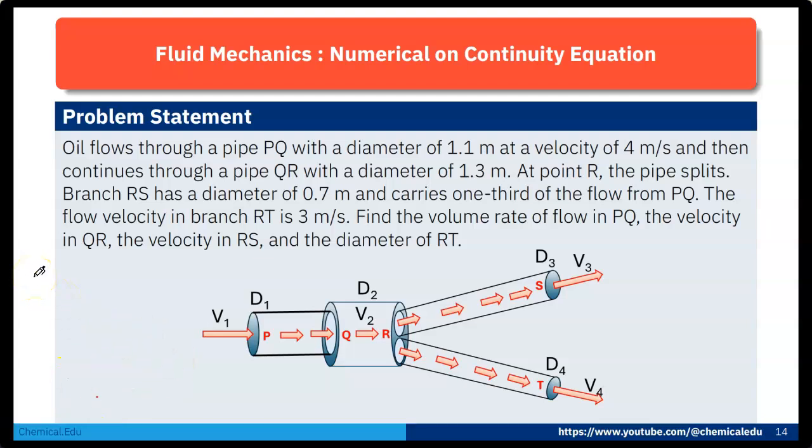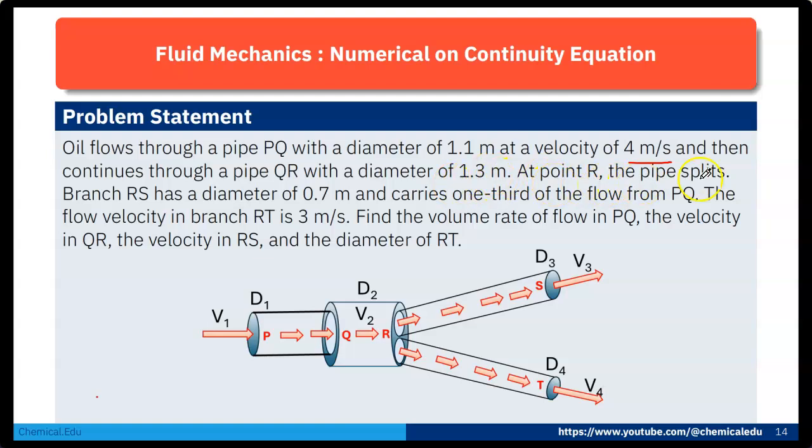Today, I'll solve one numerical problem on the continuity equation. Here is the problem statement. Oil flows through a pipe PQ with a diameter of 1.1 meter at a velocity of 4 meter per second and then continues through a pipe QR with a diameter of 1.3 meter.